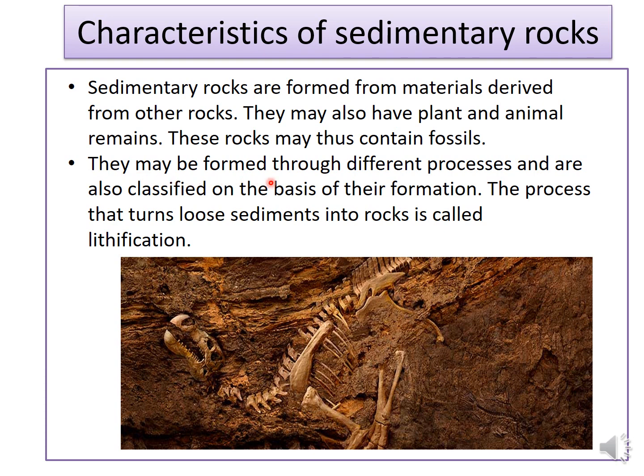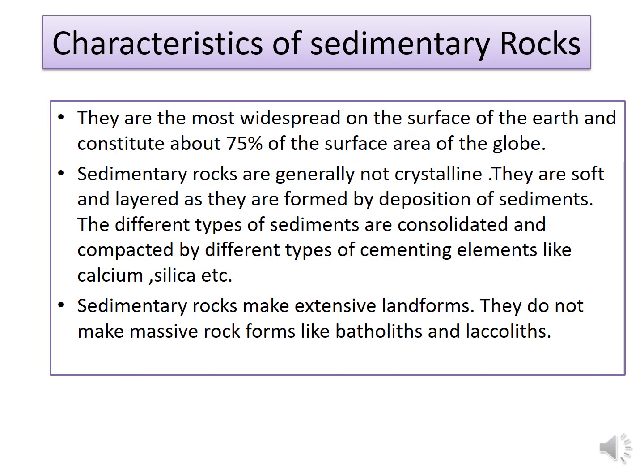Sedimentary rocks may be formed through different processes and are also classified on the basis of their formation. The process that turns loose sediments into rocks is called lithification. Sedimentary rocks are the most widespread on the surface of the Earth and constitute about 75% of the surface area of the globe.